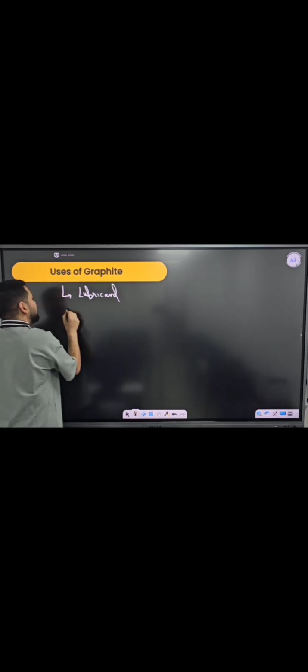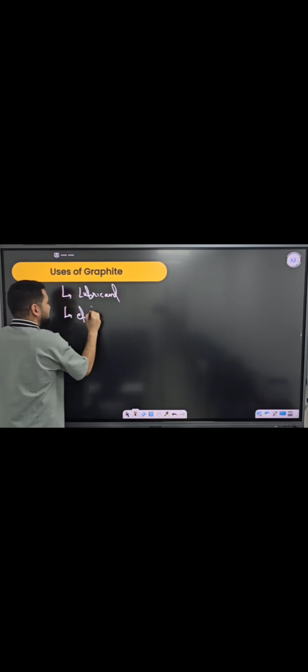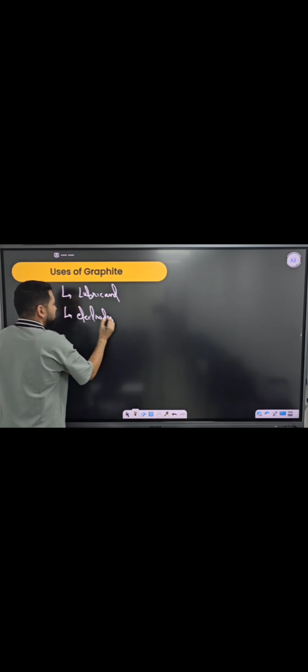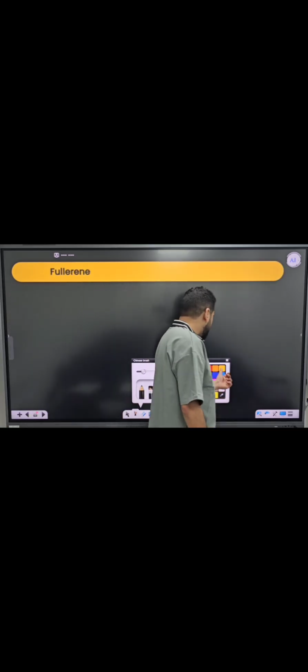Let's now write down uses of graphite. So, graphite can be used as a lubricant. We know lubricant. It can be used in making electrodes as it's a good conductor of electricity. So these are a few of the uses of graphite. Now let's try to find out the third allotropic form of carbon, which is fullerene, right?